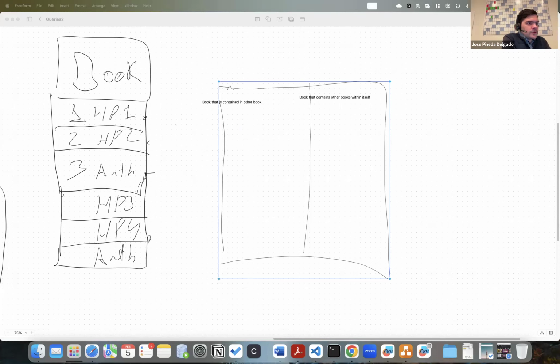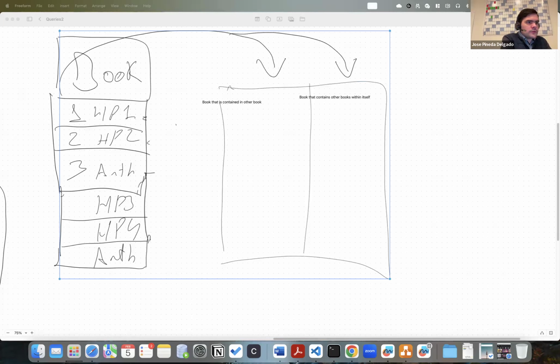So we can refer to the book ID, this number, in either of the two sides. This book ID can be in either of these two. How? Well, we can say that Harry Potter 1 is contained in book 3, which is anthology. Harry Potter 2 is contained in book 3, which is anthology. Harry Potter 3 is contained in, oops, Harry Potter 3 is actually number 4.